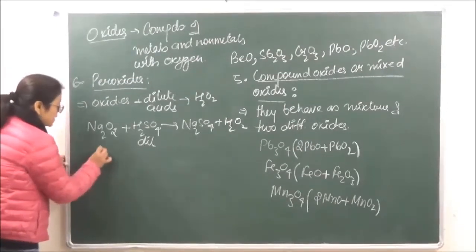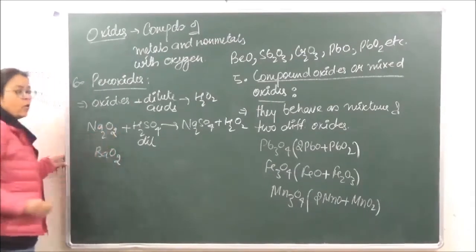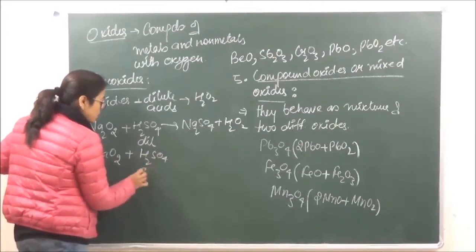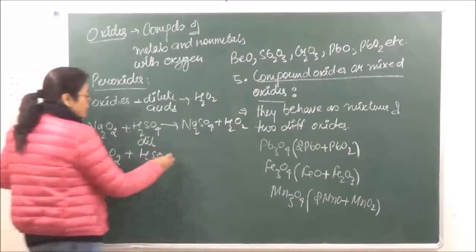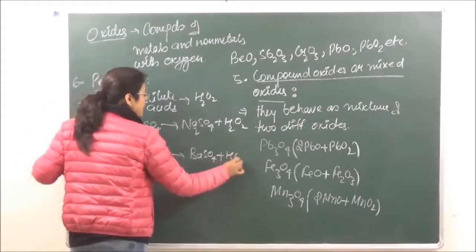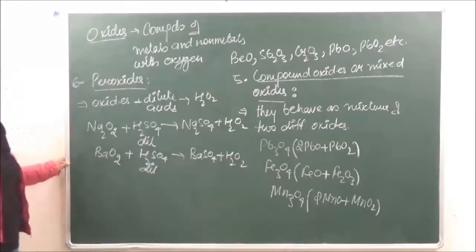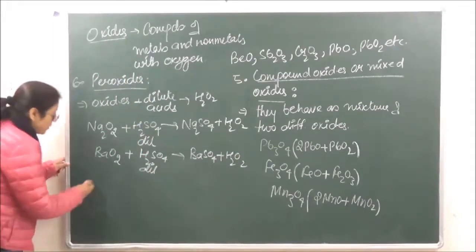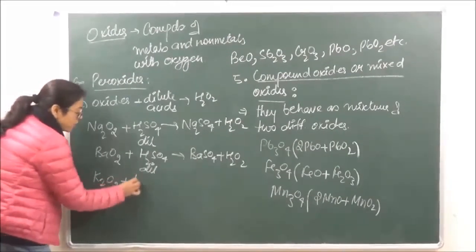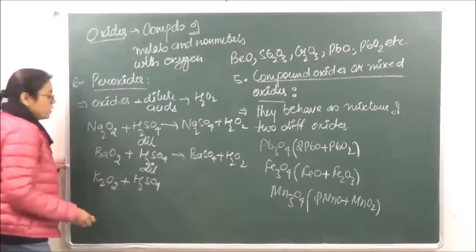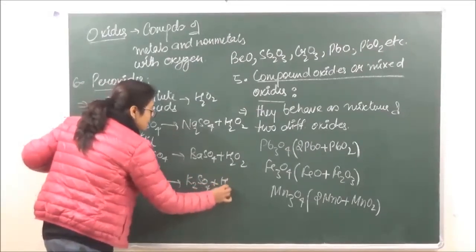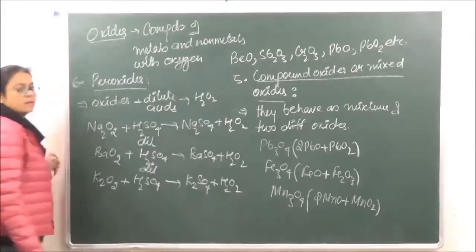Similarly, if we are taking BaO2 and reacting it with dilute H2SO4, this is going to give us barium sulfate plus H2O2. Therefore, this is also going to be a peroxide. Another example which we can take over here is that of K2O2. K2O2 will react with dilute H2SO4 to give us K2SO4 plus H2O2.